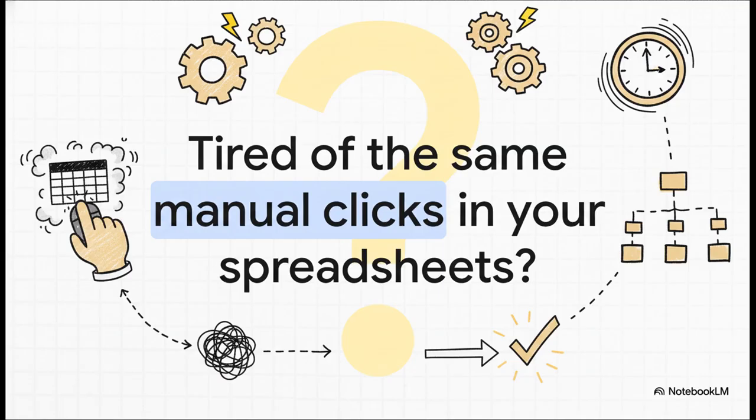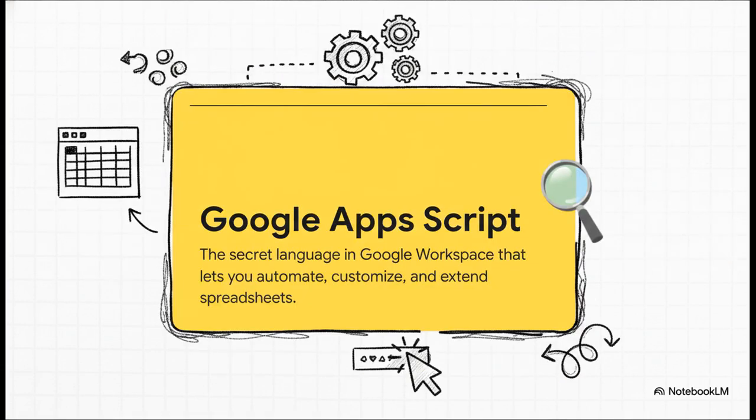You know that feeling, right? You're copying and pasting, formatting this column, then the next one, doing the same tedious clicks over and over again every single day. If that sounds even a little bit familiar, then you are in exactly the right place, because there is a much better way. And that better way is called Google Apps Script.